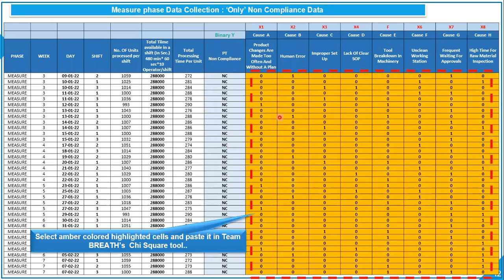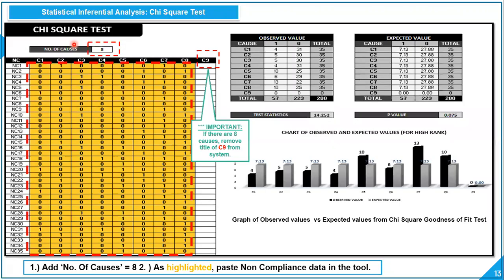All we have to do is copy this amber color data, that is the NC data, all the NC shifts, and paste it into the Breakthrough statistical tool. And what statistical tool are we going to use? Let's go to the next slide and check it out. We're going to collect this amber color data and paste it here. This is our tool, the team's tool. So we copied it from there and we're going to paste it over here.